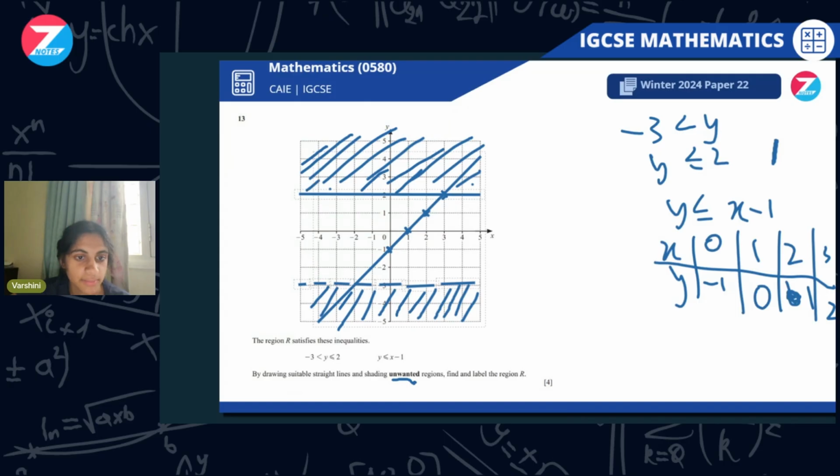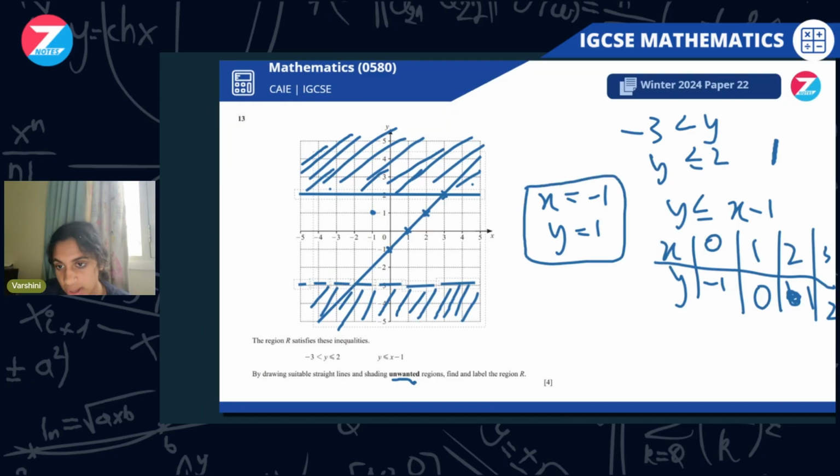So now, again, the last one, which will be y smaller than or equal to x minus 1. So for this, we have this line, and it's either going to be on this side of the line or this side of the line. So we can take any point on either side of the line. We can take over here minus 1 comma 1. So over here, x equals minus 1 and y equals 1. So we need to check for this inequality, is it true? Is y smaller than or equal to x minus 1, which is minus 1 minus 1?